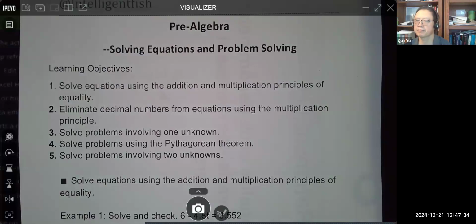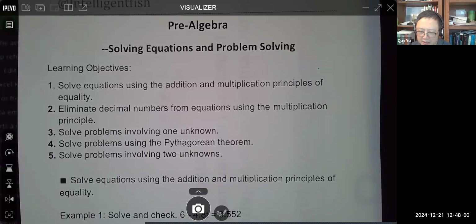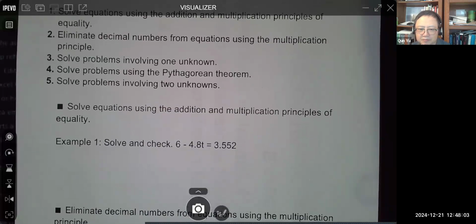Hi everyone. In this video, we are going to solve equations and also use equations to solve some application problems. We have 5 learning objectives. Basically, it's about solving equations involving one variable and also solving some right triangle application problems. So let's look at some examples.